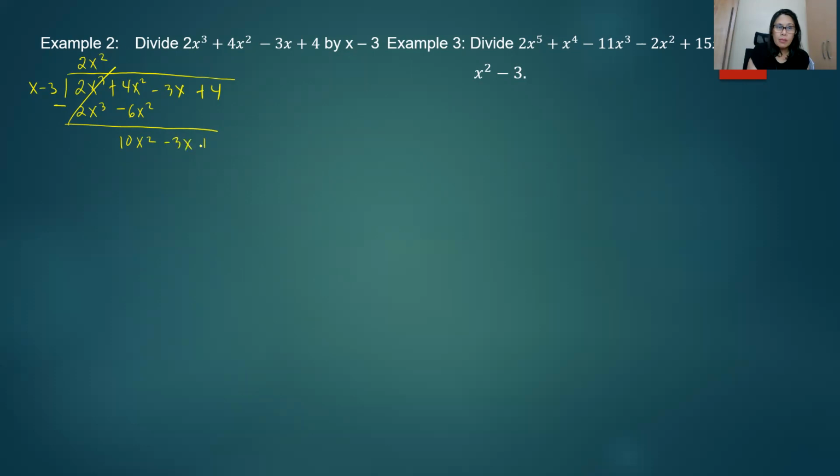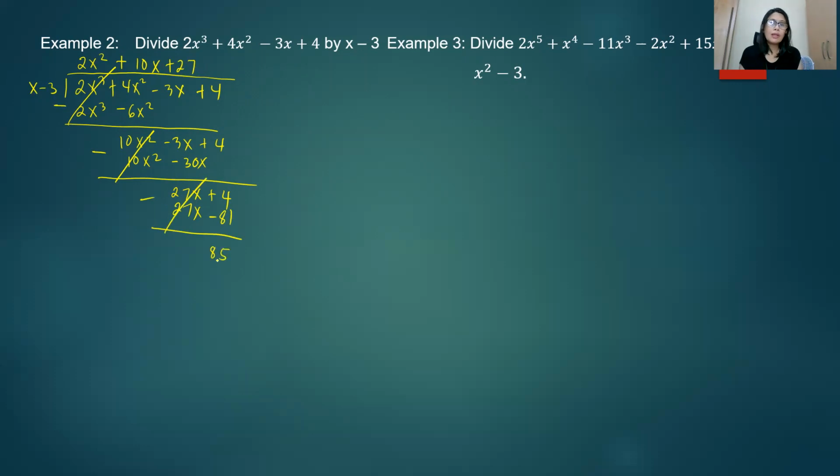Now negative 3x plus 4. So when 10x squared is divided by x, we have 10x. And then 10x times x, we have 10x squared. 10x times negative 3, we have negative 30x. And then perform subtraction. So we have here 27x plus 4. So we divide 27x by x. So we have 27 here. And then 27 times x, we have 27x. And then 27 times negative 3, we have negative 81. And then perform subtraction. So we have 85 here.